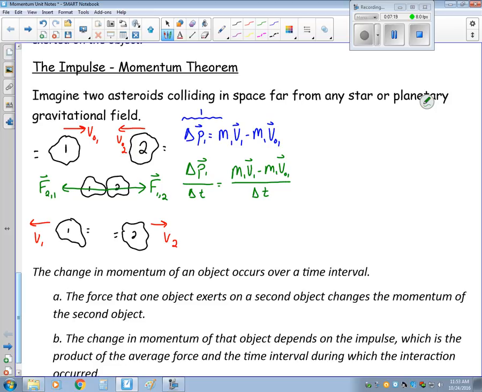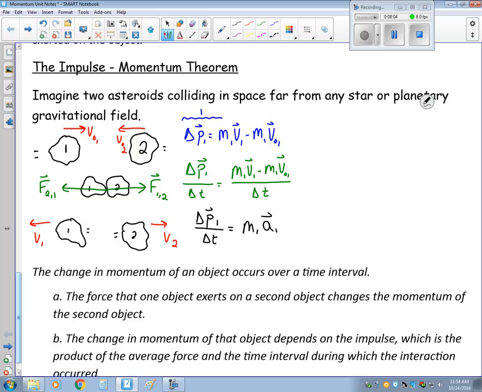And the reason why I do that is because I want you to recognize that on the right side of this equation, I can factor out the mass, and I'm left with final velocity minus initial velocity. Well, that's like a delta V. So I have a delta V divided by a delta T. That gives me acceleration. Okay, well, mass times acceleration, that's the same thing as a net force.